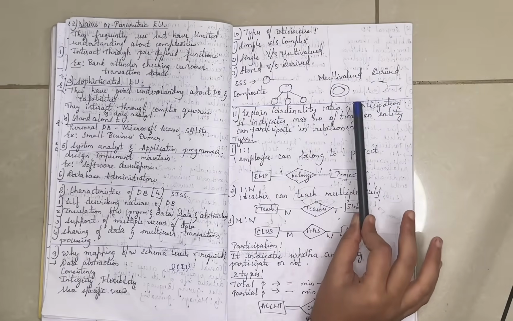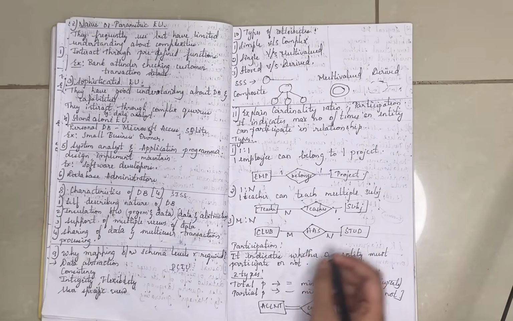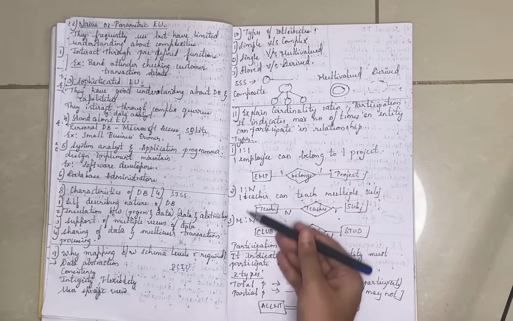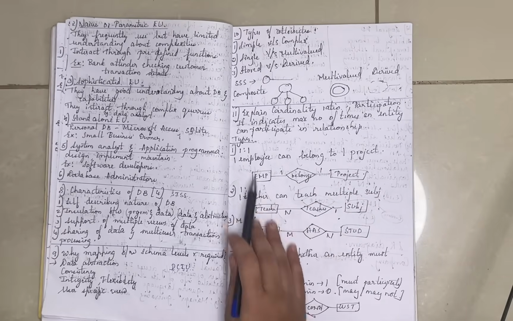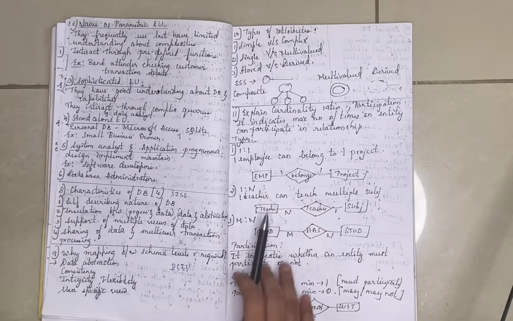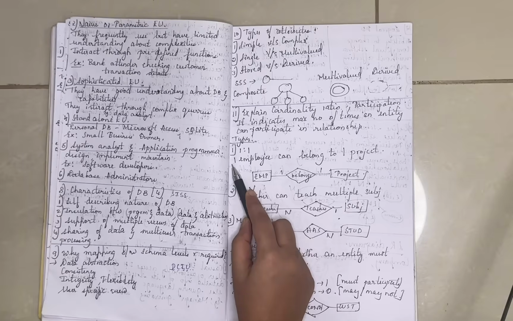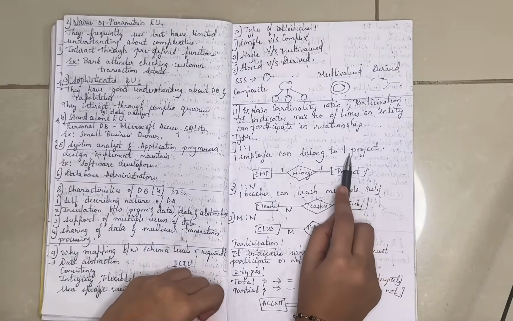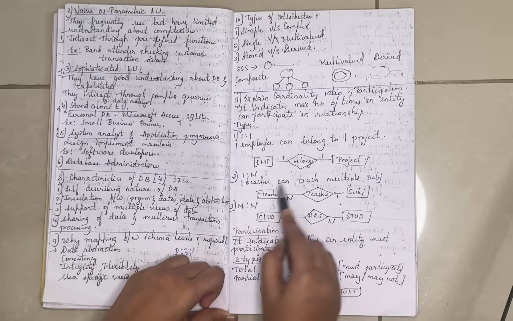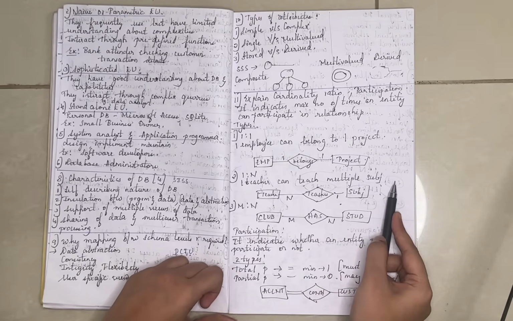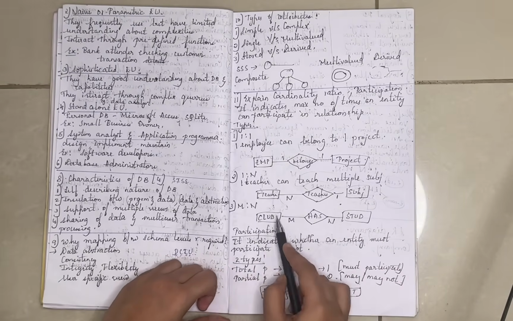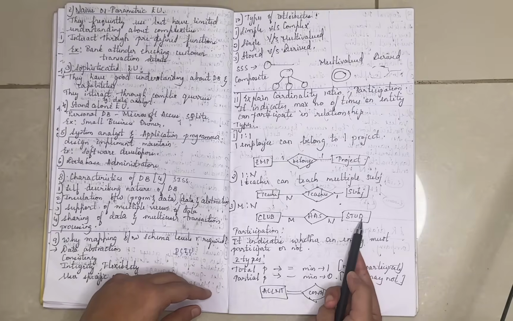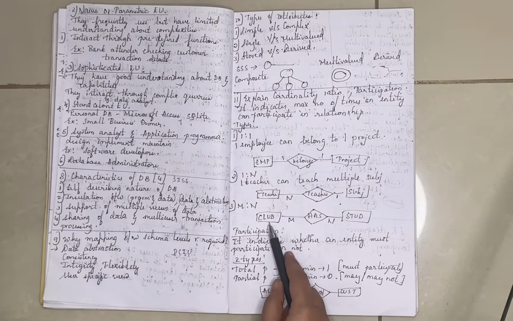Participation is nothing but the minimum number of times. Same thing I have written, whether an entity can participate or not. So we have 3 types of cardinality ratio: 1:1, 1:n and m:n. 1:1 means, for example, one employee can belong to one project. Similarly, one teacher can teach multiple subjects. Similarly m:n, like multiple students can join multiple clubs.